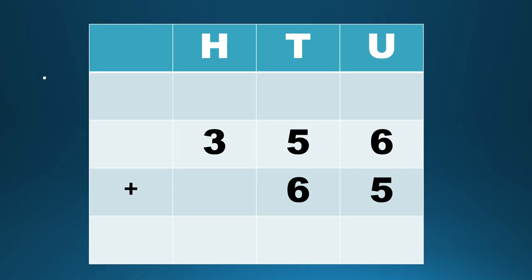Let us now add 356 plus 65. We begin by adding in the units place. 6 plus 5 is 11. So 1 is in the units place and we have carried over 1 to the tens place. 5 plus 6 is again 11 and you have to add it with the 1 that you have carried over. So your answer is 12. So you keep 2 in the tens place and carry over the 100s to the hundreds place.